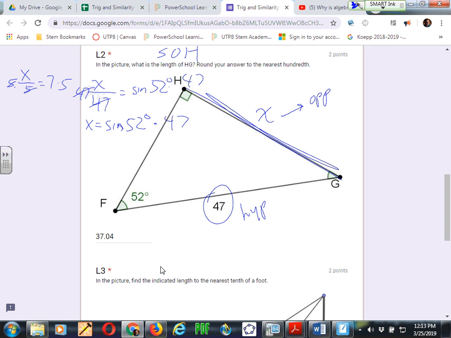Questions on that? It begins by looking at what I'm trying to find and what I'm given, and setting up a trig ratio based on that for whatever angle I'm given. And then I just have to go through and solve for the thing I don't know in terms of the stuff I do know.